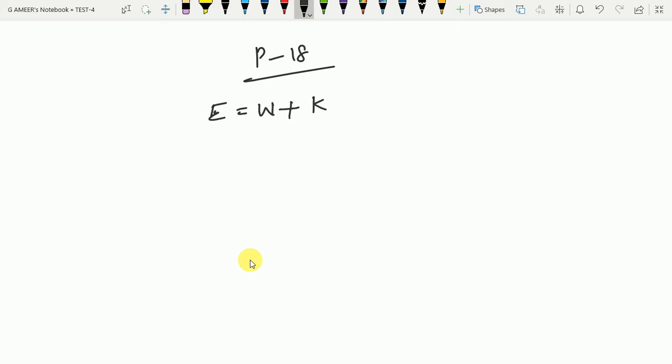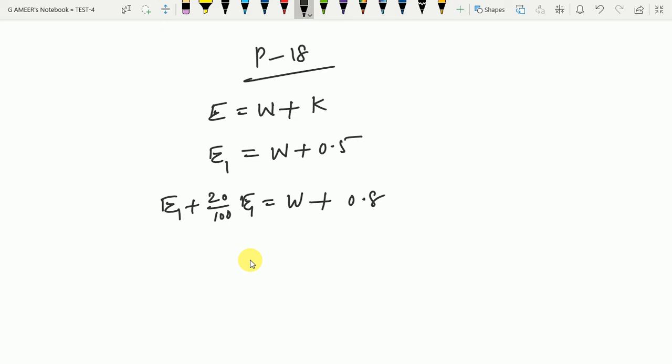In the initial case, the energy is E1. The work function has no change. Kinetic energy is 0.5. In the next case, the energy is increased by 20%. So already E1 is there, now I increase by 20%, that is 20 by 100 into E1. The work function is the same, but the kinetic energy became 0.8. So from here, 6 E1 by 5 is equal to work function plus 0.8. This is equation 1 and this is equation 2.